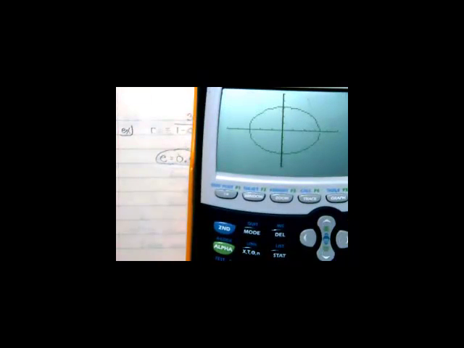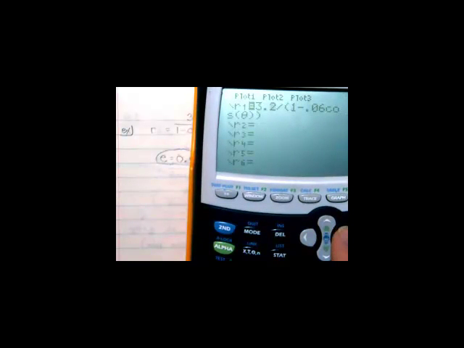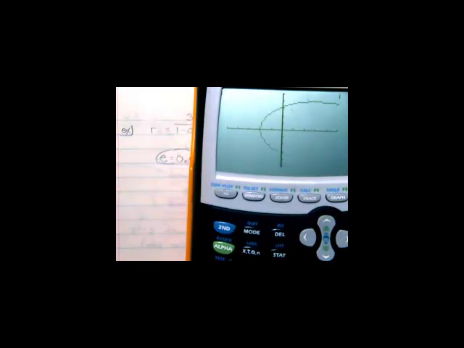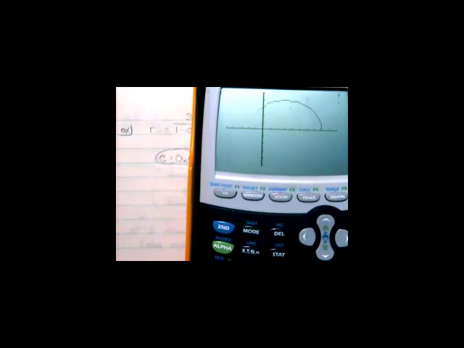So I'm getting something like that. Did I screw something up? That's not right. Never mind. Let me try again. Oh, yeah, it's a little bigger. Okay, hold on. So my x needs to be a little larger. There we go.